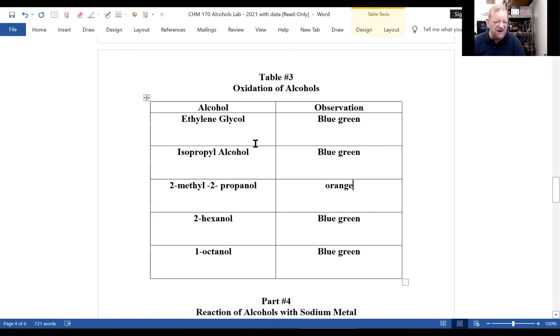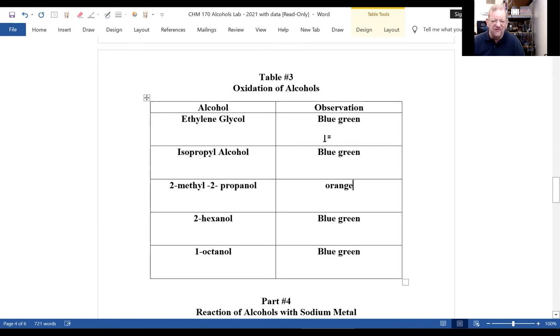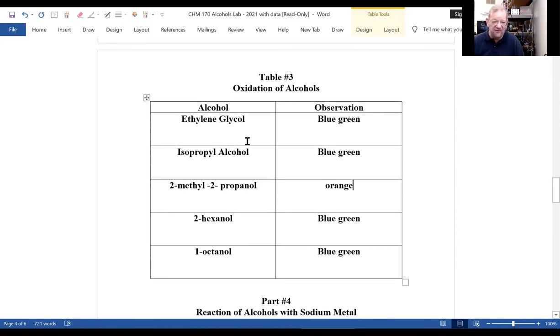If you actually did it in the lab, you would see this result for these alcohols be blue-green, for this alcohol be orange, and these would be blue-green. So you'll find later I ask questions about this.